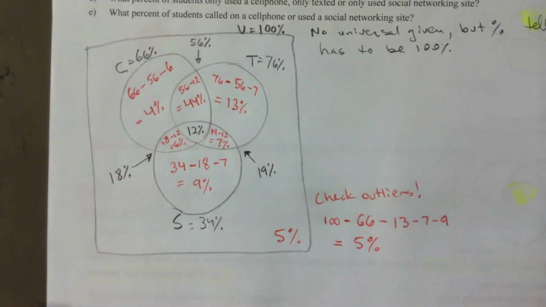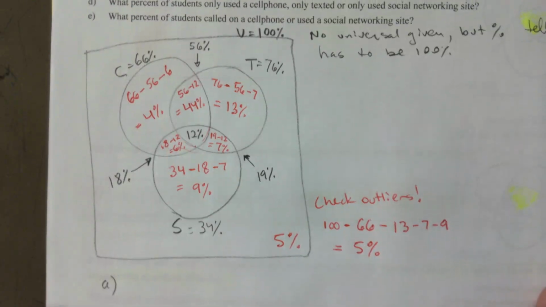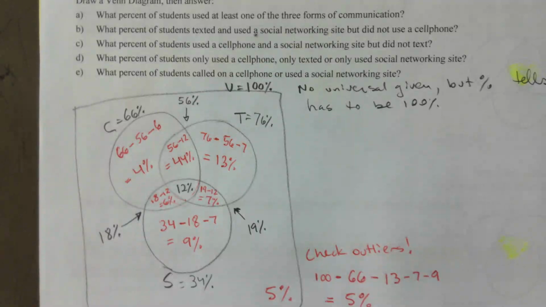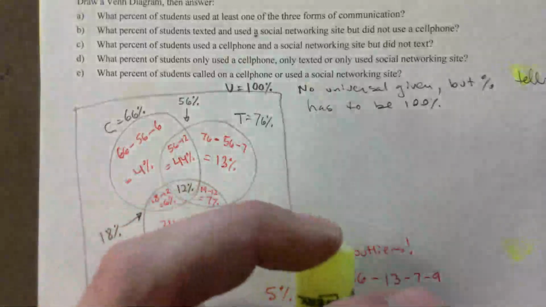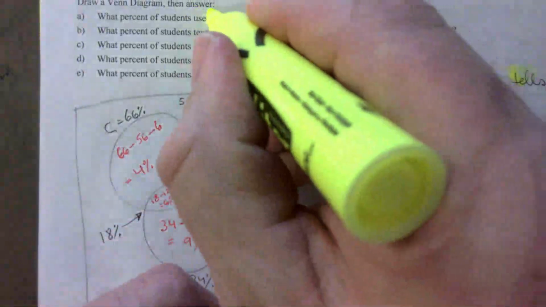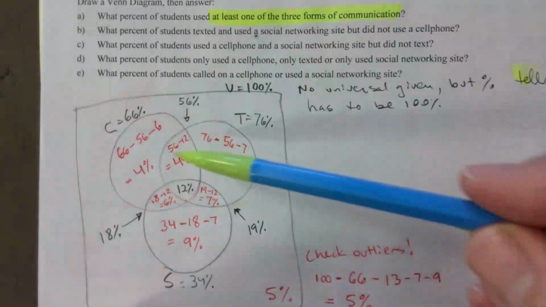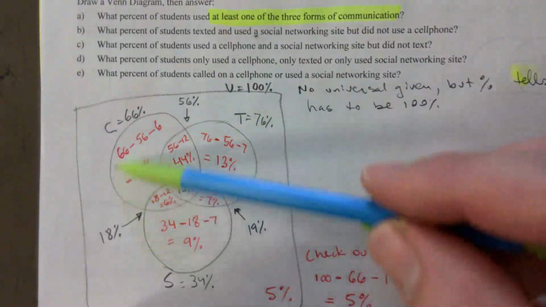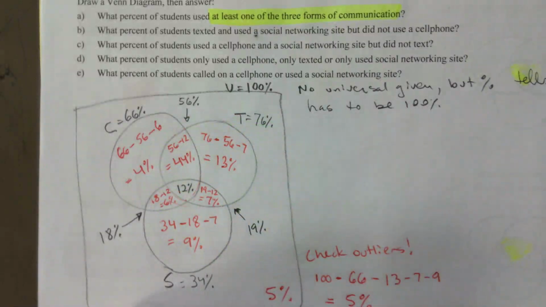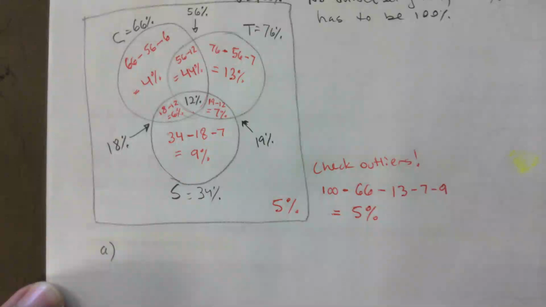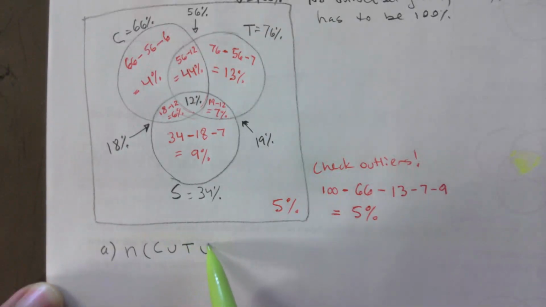Oh, we're almost out of time though. So I'll just stick with this type today. A, what percent of students used at least one of the 3 forms of communication? This is important. I'm going to highlight that one. Because the students often do not know what to do when it says the words at least one. So it's basically saying find the union of all of them. Find the union of all of them. So it's asking for N of C union T union S.